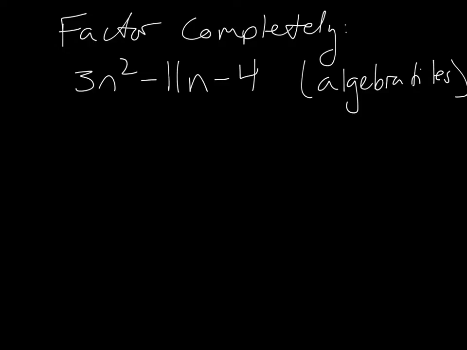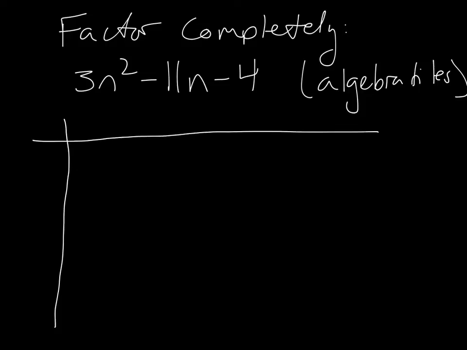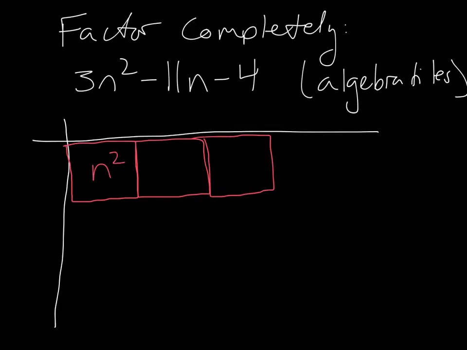Alright, so I'm going to factor this one completely using algebra tiles to begin. So I draw my table to start, and I've got positive 3 n squared pieces. So I'll draw a large square to represent my n squared, a large red square to represent my n squared, and another large square to represent my n squared.